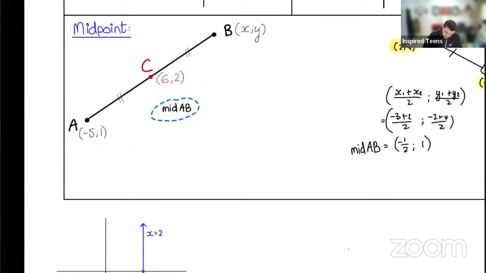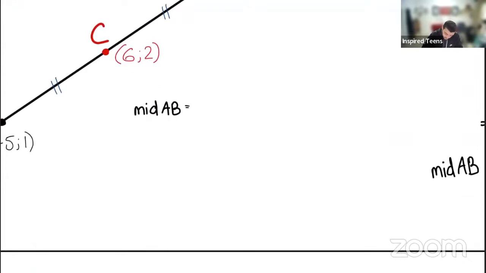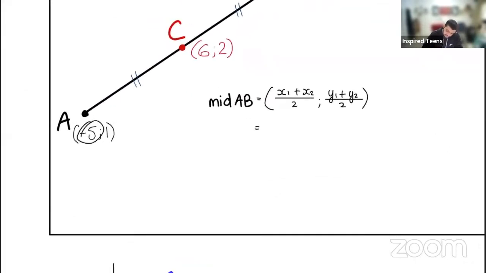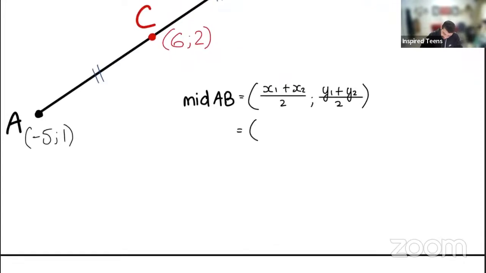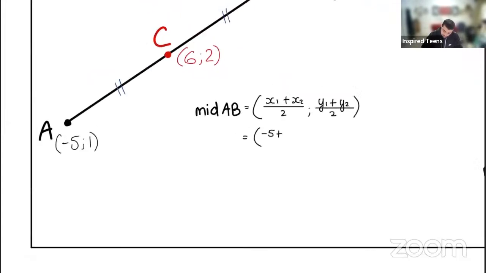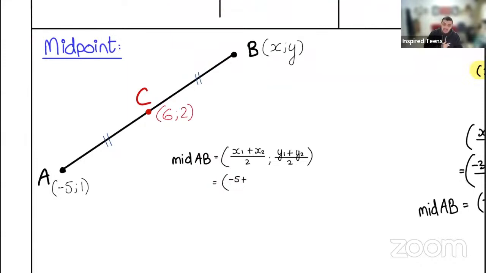Let's do this so we have more space. We want to calculate the midpoint of AB, and this is going to be equal to, firstly, we can just write it as x1 plus x2 over 2 and y1 plus y2 over 2. So x1 we'll consider as -5 plus, what about x2? X2 is unknown. That's why I put it as x and y, right?